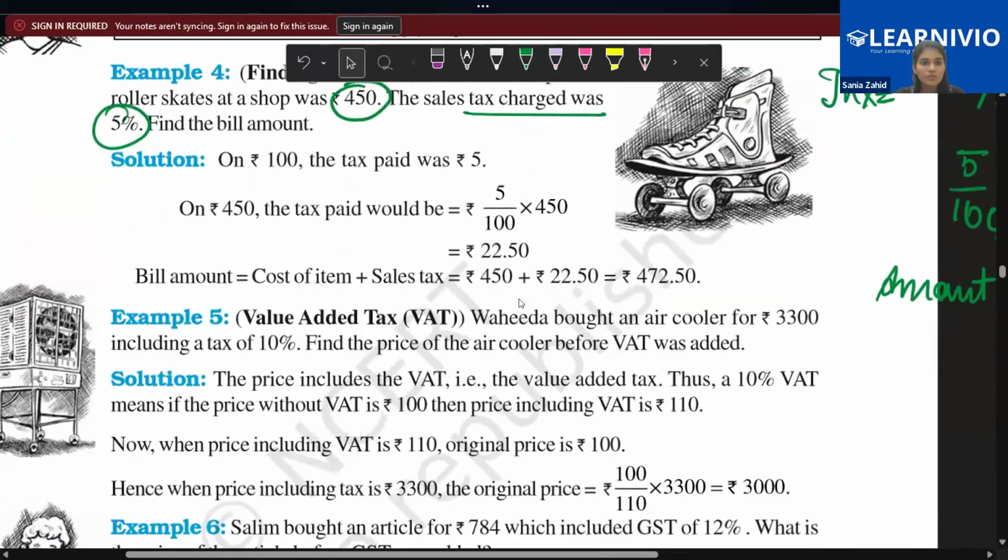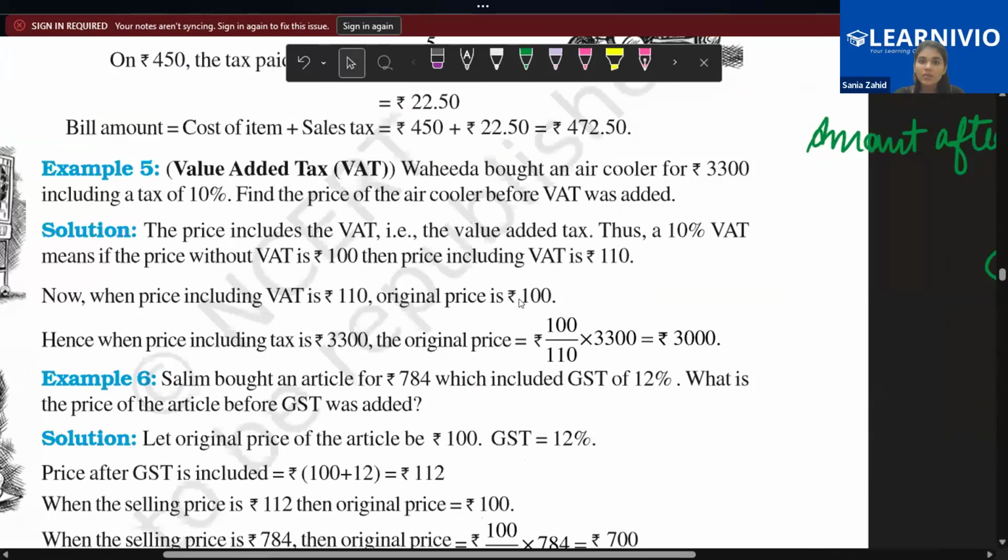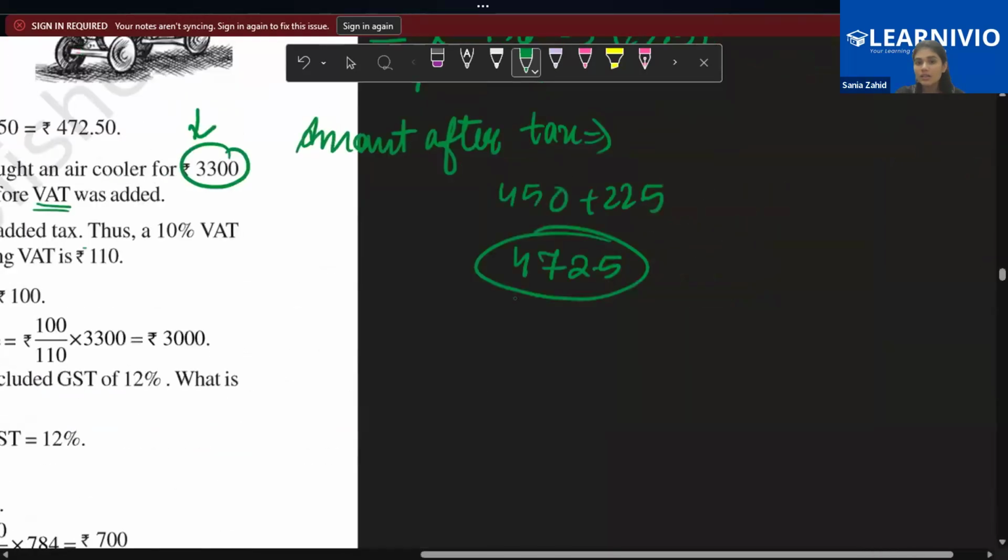Yes, ma'am. So similarly, you have example number 5. Wahida bought an air cooler for 3,300, including a tax of 10%. Find the price of the air cooler before the VAT was added. Now, children, VAT is a kind of tax again. So after adding the VAT, after adding the tax, the amount is 3,300. So this is the amount after tax. But you have to calculate the amount before tax. And how much tax percentage is there? 10%. So can I assume the initial price was X rupees? Let's assume.